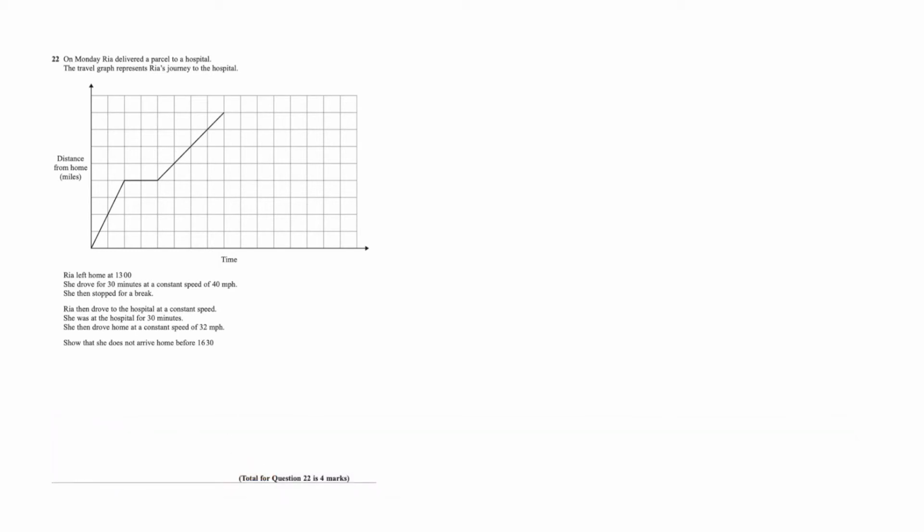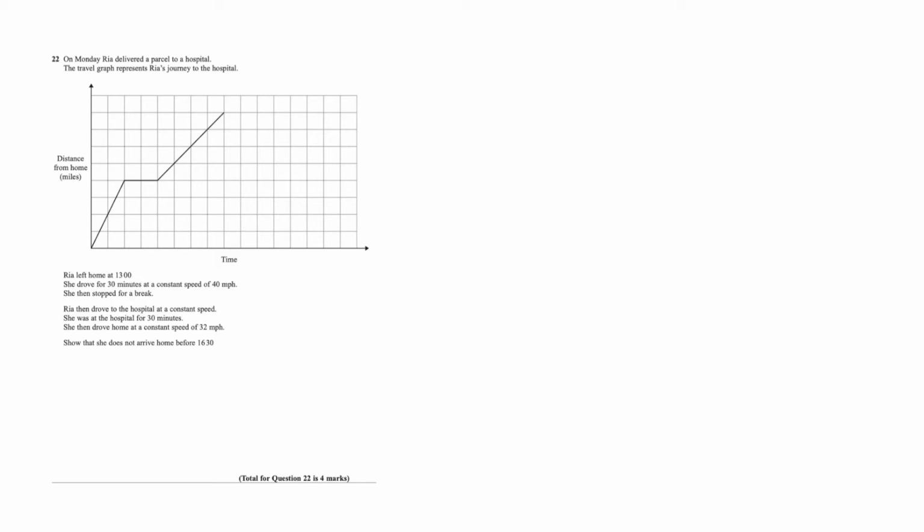So the question tells us that on Monday, Ria delivered a parcel to the hospital. The travel graph represents Ria's journey to the hospital. And before I even start doing the question, let's see what this means. This means she's traveling to the hospital. This means she's stopped moving. And this means she carries on traveling to the hospital. Let's read the rest of the question.